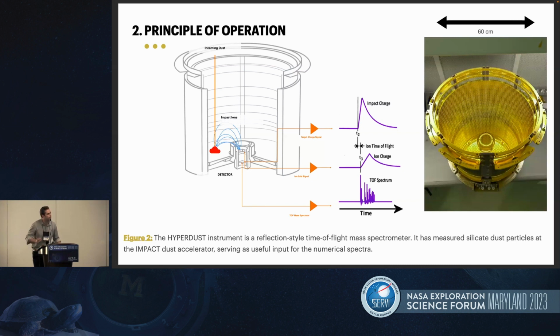When the dust particle is detected, we generate three types of signals. You can see at the top there's the target signal. Below it is the ion grid signal. These both provide an estimate for the impact charge of the dust particle. And then below it is the time of flight mass spectrum, where we can determine the composition of the particle, since the flight time from the target to the detector is proportional to the mass to charge ratio of the ion.